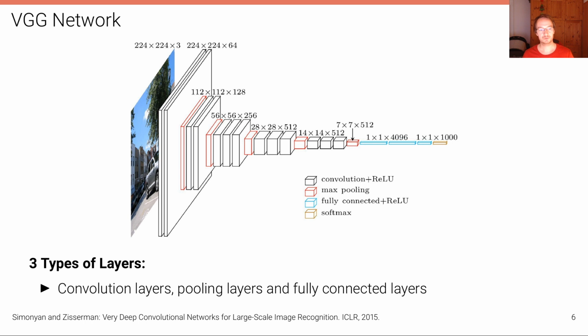So a typical convolutional neural network has 3 types of layers. It has convolution layers in white here, pooling layers in red, and fully connected layers in cyan. As you can see, in contrast to an MLP, a convolutional network keeps the spatial image dimensions throughout the operations of a neural network. So the input here is 224 times 224 pixels times 3 color channels.